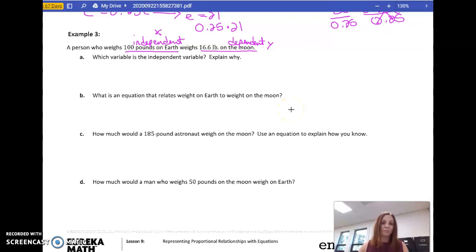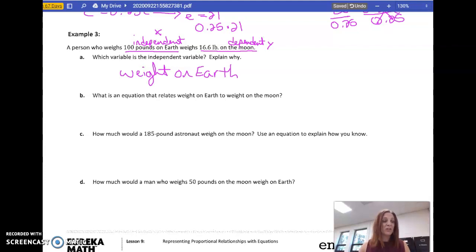Okay, so I kind of answered this part already. I should have paid more attention to the question. But the variable that's independent is weight on Earth. And our explanation, just for the sake of time, I'm going to kind of skip. I know, shame on me. But we talked about it. You have to have your weight on Earth because we aren't on the moon to measure ourselves.